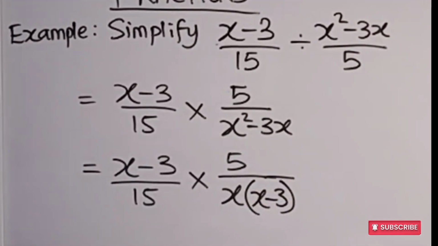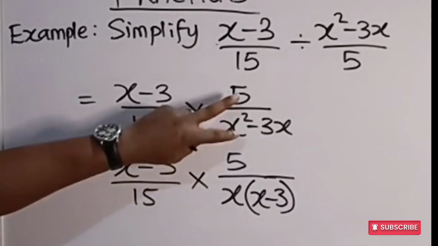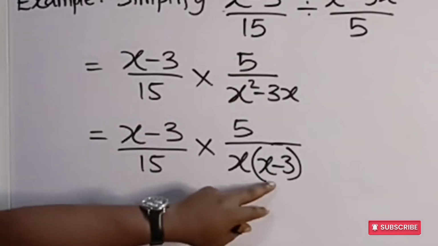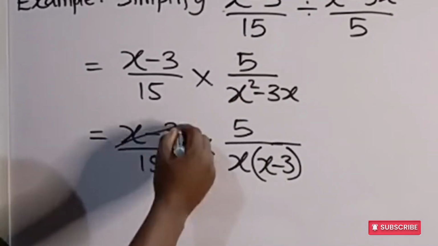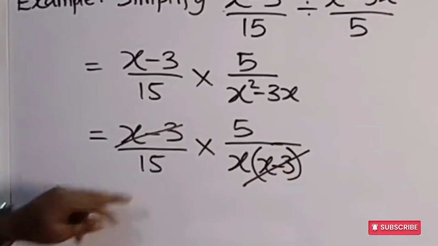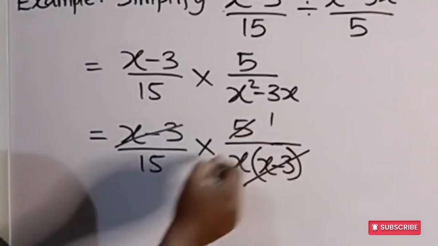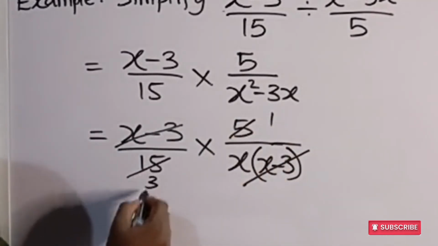So we've changed the sign from division to multiplication, and we've flipped the fraction. We've factorized, so the next thing we do is cancel out like terms. X minus 3, x minus 3, so we can cancel out. 15, 5. 5 divided by 5 is 1. 15 divided by 5 is 3.